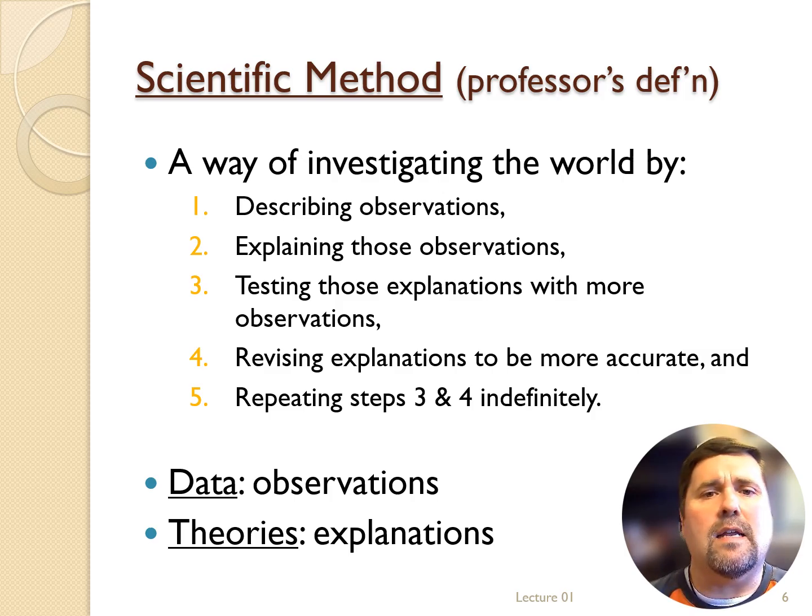I define the scientific method this way. The scientific method is a way of investigating the world by describing observations, then explaining those observations, testing those explanations with more observations, and revising them to be more accurate. The observations made in this process are called data. Explanations are called theories. The scientific method is an ongoing process.